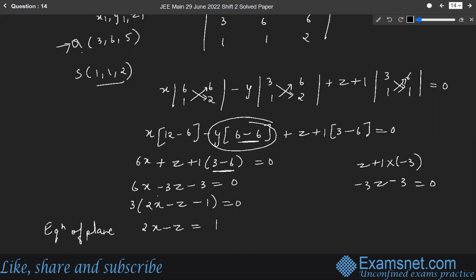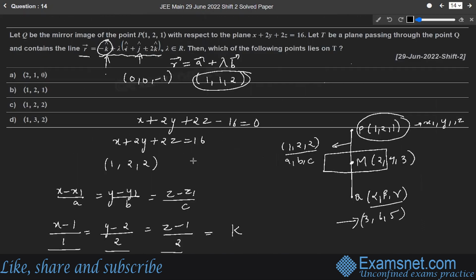We have to find the points that lie on plane T. Since we have the equation now, we just have to try all the given options. The equation of plane is 2x minus z is equal to 1. Now we have to hit and try all the options here. When we do, we find that option B, which is 1 comma 2 comma 1, lies on this plane, right? So this is the correct option. I hope you are clear with this. So the correct option is option B here.